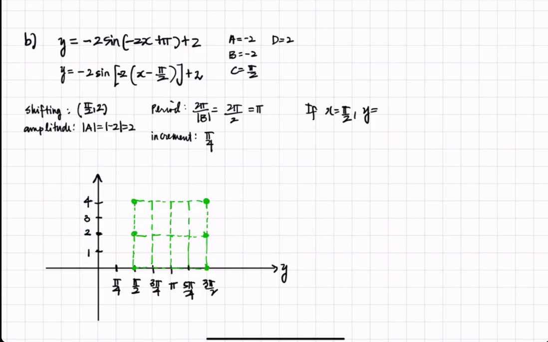Dito na lang natin i-plug in. So, y is negative 2 sine ng negative 2 times pi over 2 minus pi over 2 is 0, plus 2. So, y is negative 2 sine 0 plus 2. But sine 0 is 0. So, you get 2. So, when x is pi over 2, y is 2, which is this point. Yung naka-red.